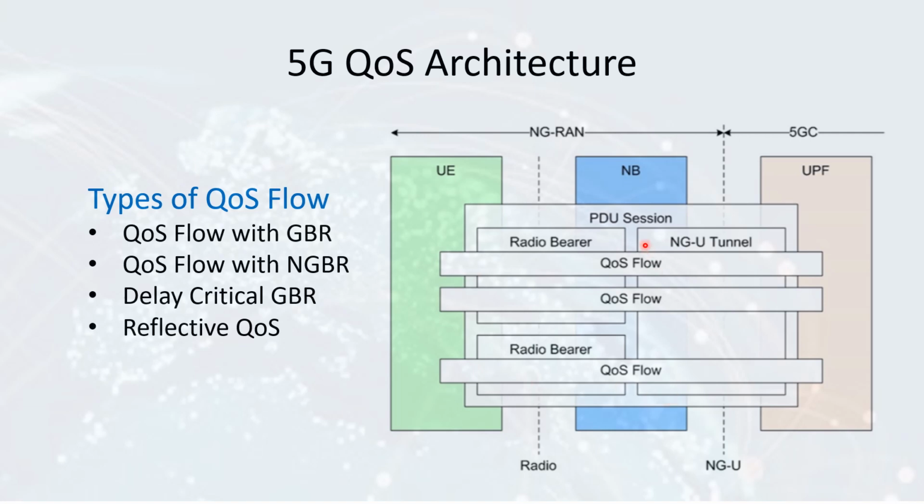But if you look at this diagram between the gNodeB and the user plane function, there is a single NG-U tunnel between the gNodeB and UPF. But within the tunnel, the different QoS flows are identified and marked, so that in case of download direction traffic, the QoS flow coming from UPF into the NG-U tunnel is correctly mapped to a particular radio bearer. So that is a mapping which is available.